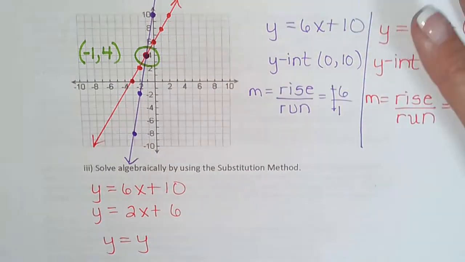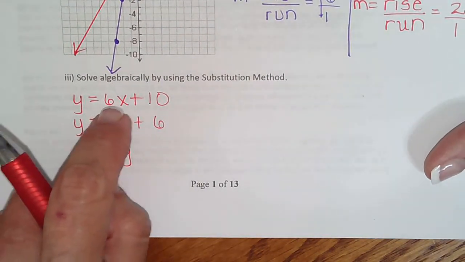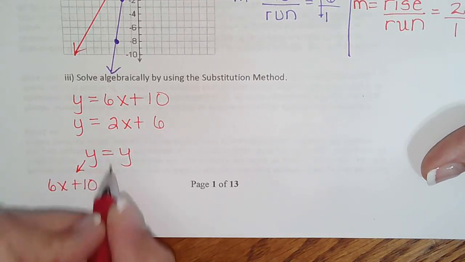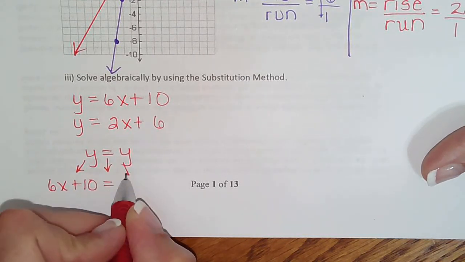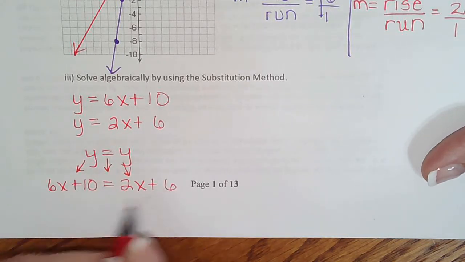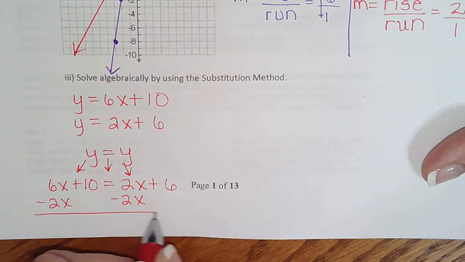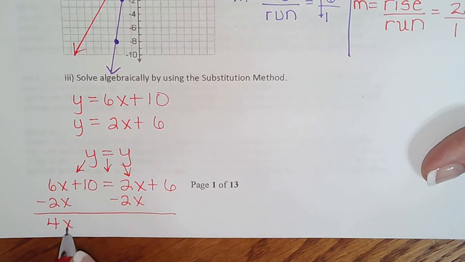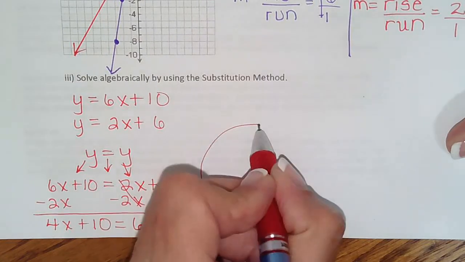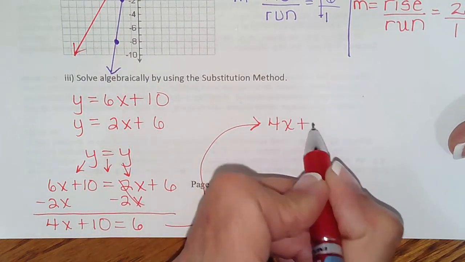So to make y equals y, in place of this first y, we're going to put what it's equal to, which will be 6x plus 10. Bring down your equal sign. Instead of the second y, we're going to put what it's equal to, 2x plus 6. So subtract 2x, and we get 4x plus 10 equals 6. So let's go ahead and bring it up here. So 4x plus 10 equals 6.